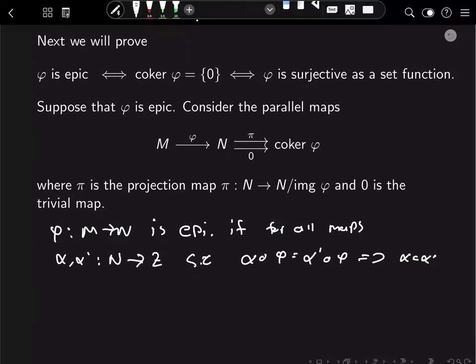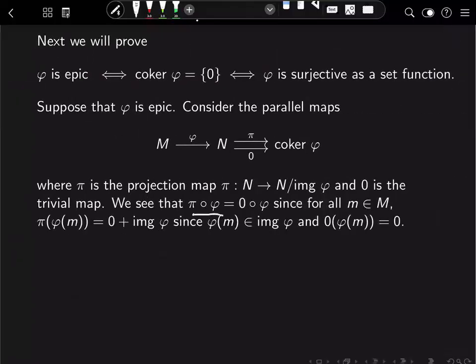Okay, so we have this condition, and we're going to have the parallel maps, pi, that map N onto the cokernel, and the trivial map, right? So this is just the canonical projection that we were working with before, and 0 is the trivial map, the same one that we were working with before. So we'll just write these down. So pi of n is going to be equal to n plus the image of phi, and 0 of n, that's going to be equal to 0. So these are our two maps.